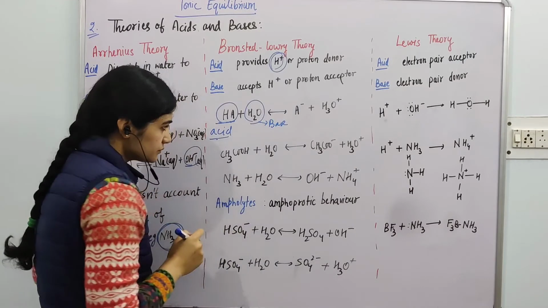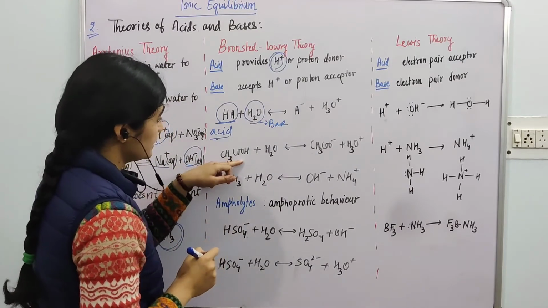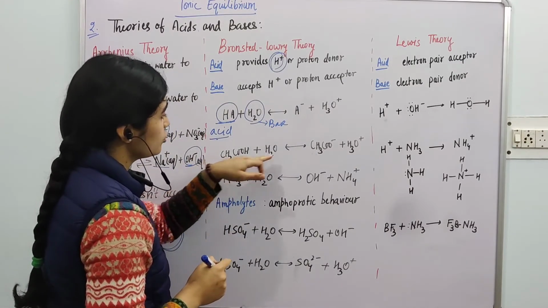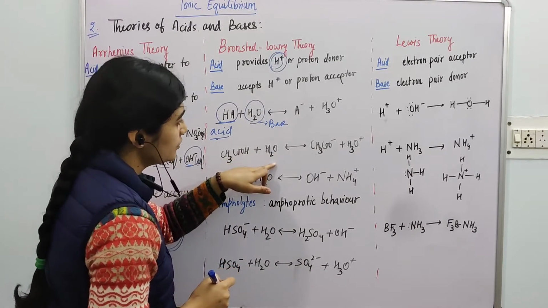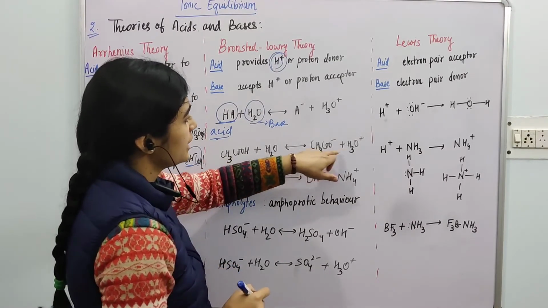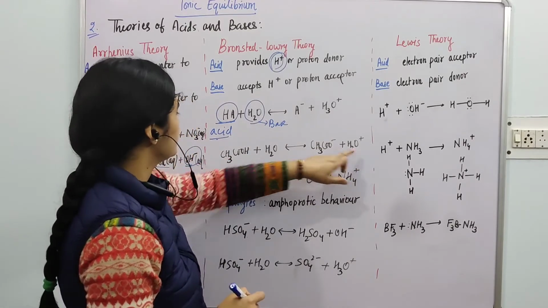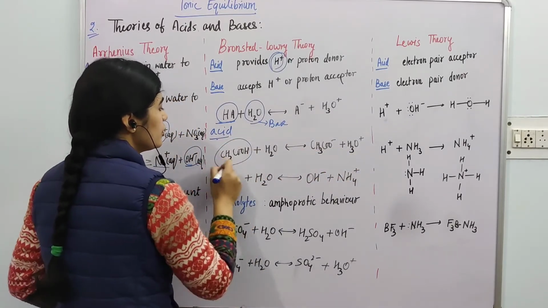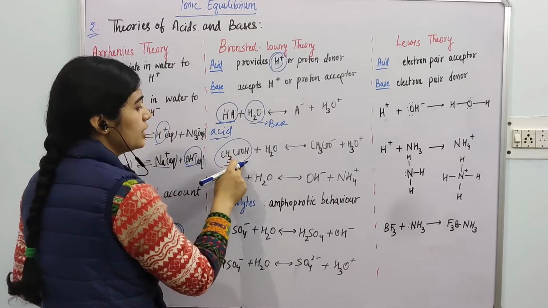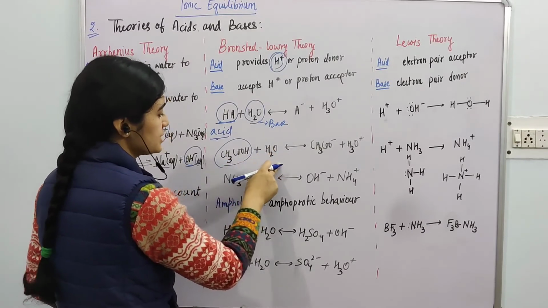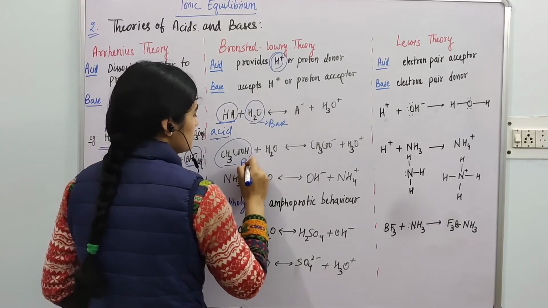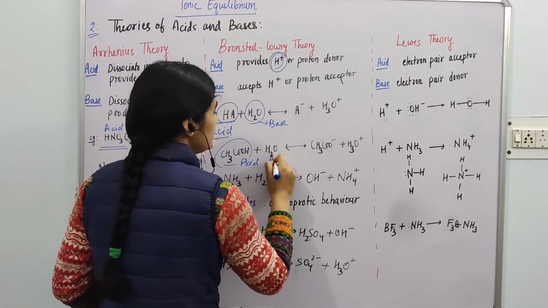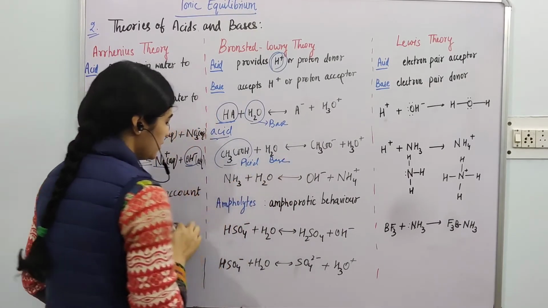Alright. For example, if you take the acetic acid example, acetic acid on forming an aqueous solution, or you can say on reacting with water, forms CH3COO negative and H3O positive. So here CH3COOH is a proton donor and water is a proton acceptor. So it's an acid and this is a base. Alright. Another example, you take ammonia.